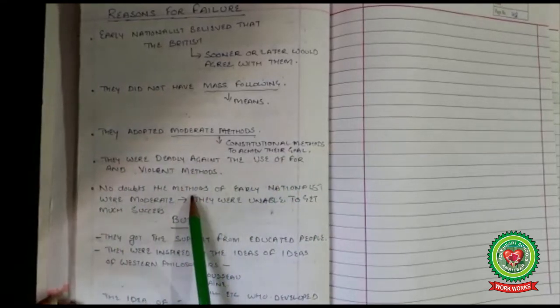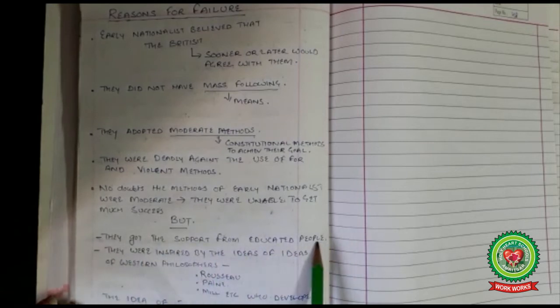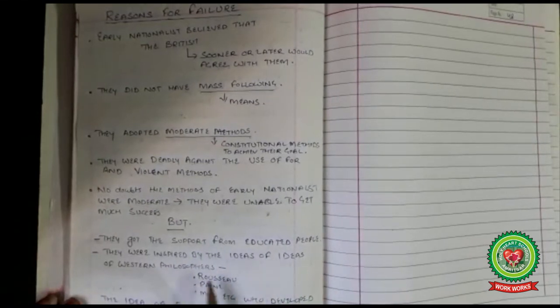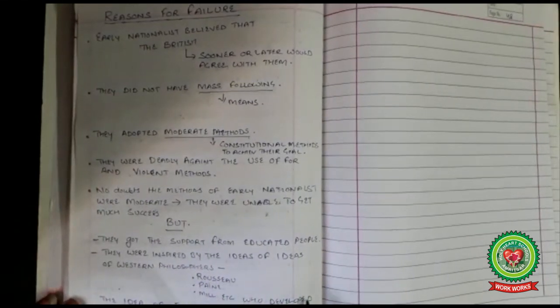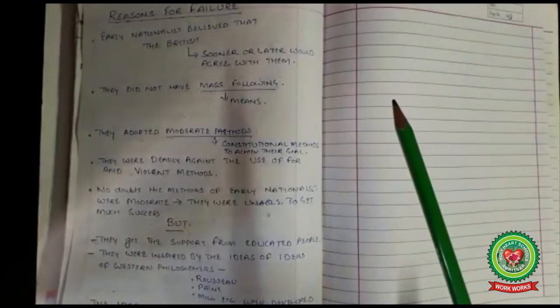No doubt, the methods of the early nationalists were moderate. They were unable to get much success, but they got the support from the educated people. They were inspired by the ideas of the Western philosophers, Rousseau, Paine, Milton, etc., who developed the idea of democracy. Now let's come to the reading part.